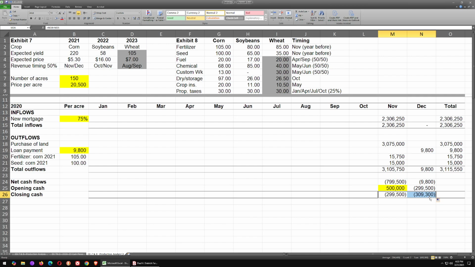Now here, this is a little bit tricky, and sometimes people get a little stuck on this. It's okay to auto sum these two. These are the two net cash flows, right? One month we had a minus $799,500. The next month we had a minus $9,800 for a total of minus $809,000. But when you go to the opening cash, you don't sum these up. In the total column, just in the total column, you say, what is the beginning cash flow? So I will just say equals 500,000, and then I will sum those two.